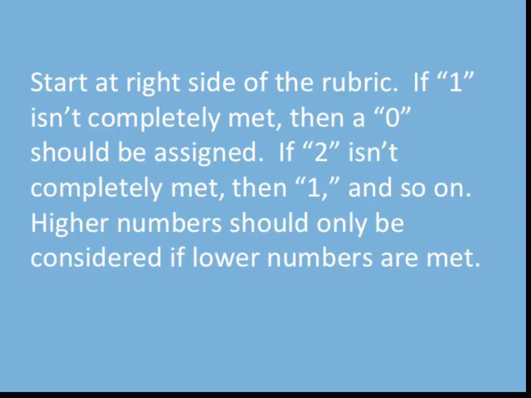We want you to start at the right side of the rubric and work your way to the left. So if you read the 1 descriptor, and if the artifact has no evidence for 1, then you've got to give it a 0. And if it does have evidence for a 1, then you can keep moving left. So look at 2, and if 2 is met, you can keep moving left and look at 3, and so on.